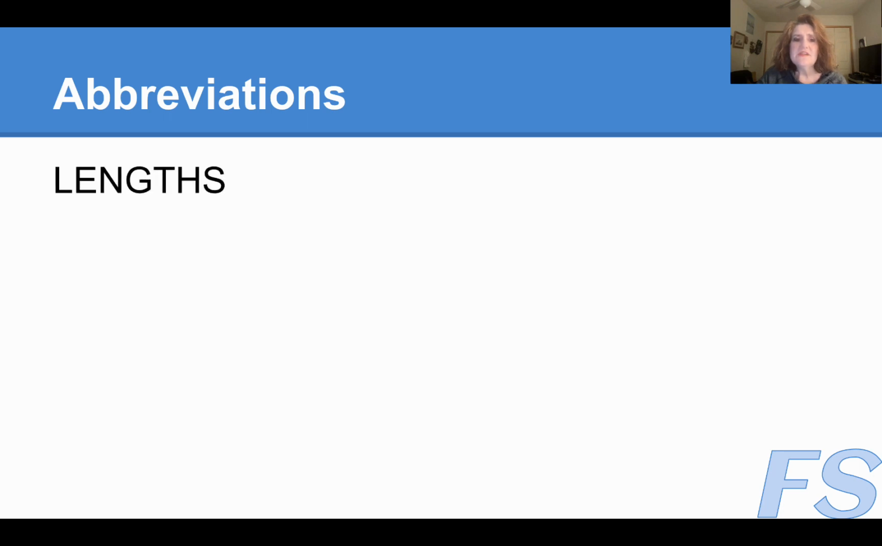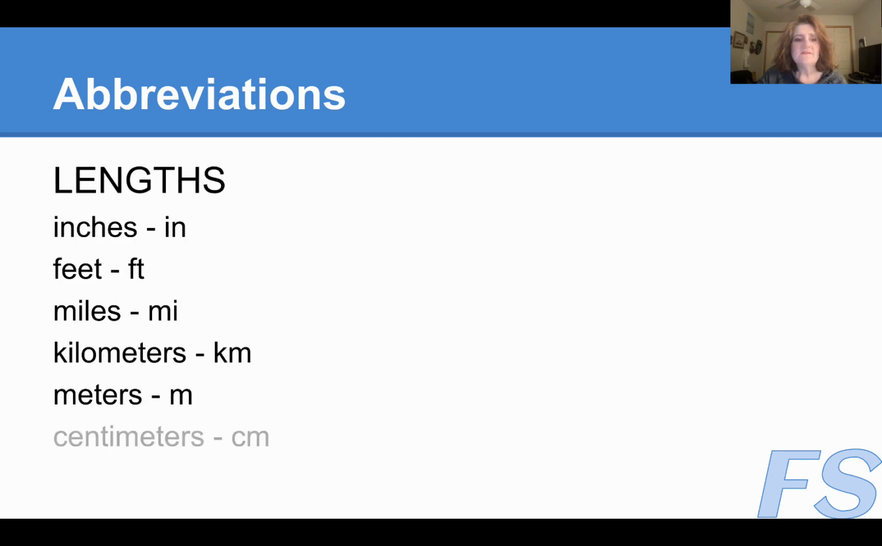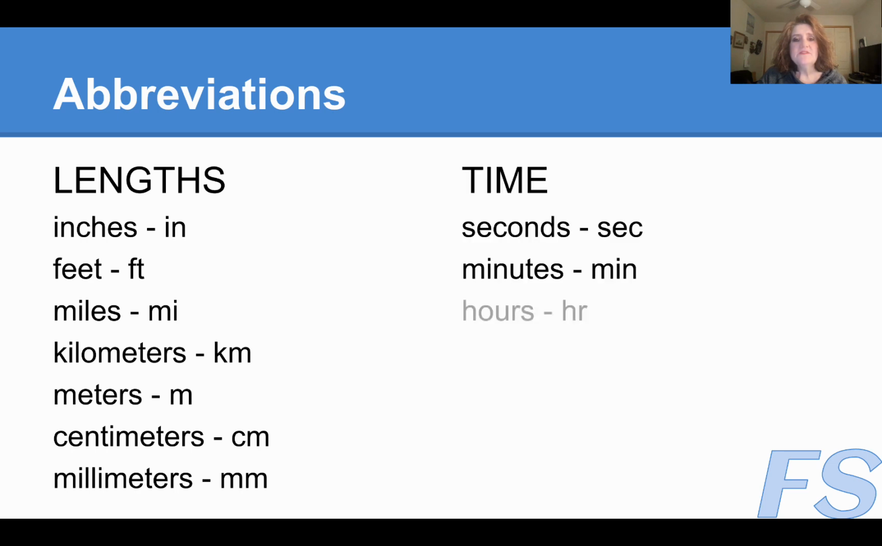So on your formula sheet, you need the following abbreviations, because you need to know what you're reading in a word problem. Inches is IN, feet is FT, miles is MI, kilometers is KM, meters is M, centimeters is CM, millimeters is MM. And for your time units and abbreviations, seconds is SEC. Be careful using just an S because sometimes they look too much like fives. Minutes is MIN and hours is HR.